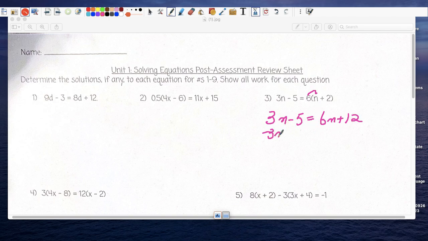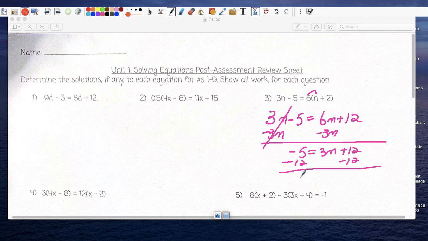Let's get rid of the 3n. Minus 3n, minus 3n. This goes away. Negative 5 comes down. 6n minus 3n is 3n plus 12. We're going to do minus 12, minus 12. We're going to get negative 17 equals 3n. This is going to go away, right? Well, now we divide both sides by 3, and our final answer is n equals negative 17 over 3.